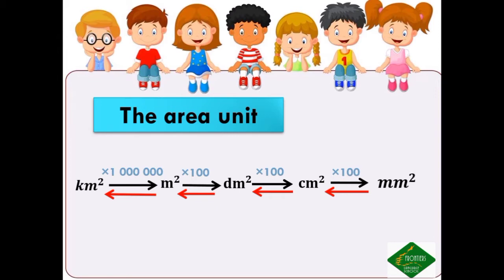And if I want to convert from a smaller unit to a bigger unit, I divide. So from meter square to kilometer square, I divide by 1 million. From decimeter square to meter square, divide by 100. From centimeter square to decimeter square, I divide by 100. And from millimeter square to centimeter square, I divide by 100.